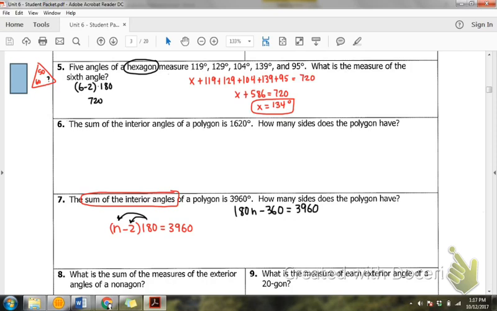Donald, do you have an answer for N? 20. Anybody else get 20? You got what? I got 24. Okay. All right. So when we add 360, what do we get? Did you subtract 360? Yeah. Okay, so we get 24. So what is this shape called? A 24-gon. I don't like these terms. Okay. Let's keep going.